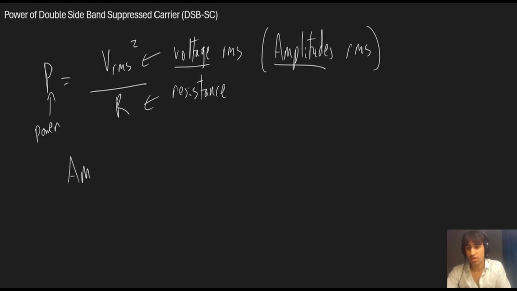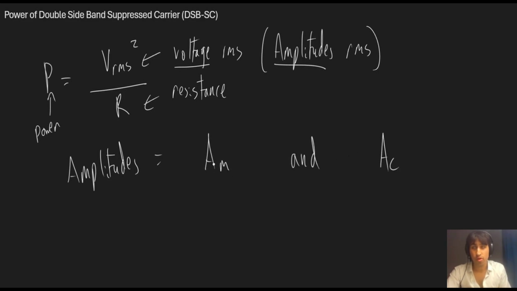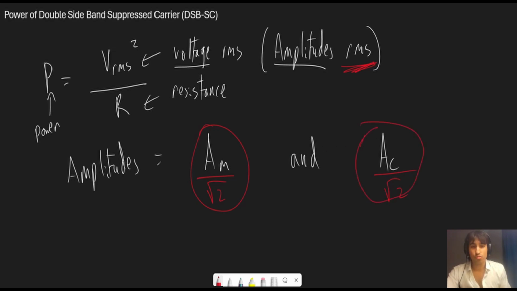Our amplitudes are AM and AC, the amplitude of the modulating signal and the amplitude of the carrier signal. Those aren't actually RMS, these are max values. So instead, we want to convert these to RMS, and to convert AM and AC to RMS, we simply divide by root 2. Now these two values are suitable to use as voltages in this equation.